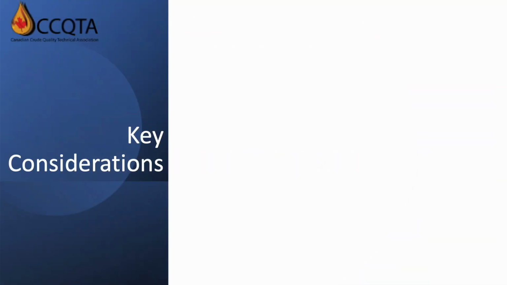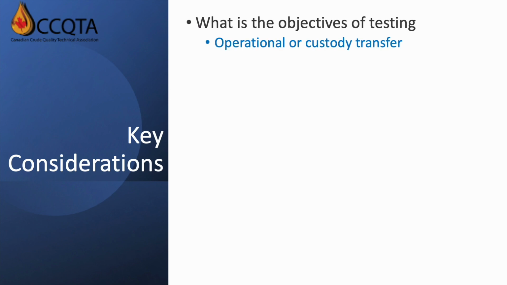Let's look at some key considerations when considering sampling and testing for water content. It's important to consider the objectives of testing when selecting a test method. From a custody transfer perspective, all types of water are important as you progress from production to the refinery. However, production testing is intended to optimize treater operation and is not concerned about soluble water since there's really nothing they can do about it anyways.